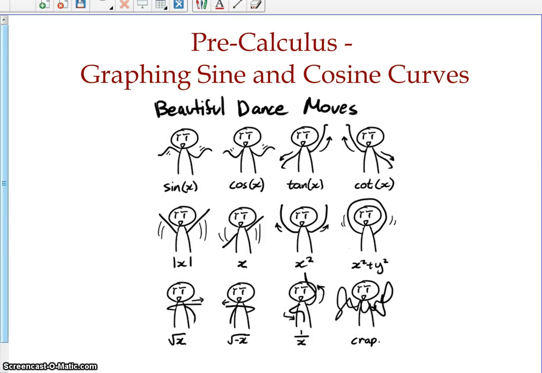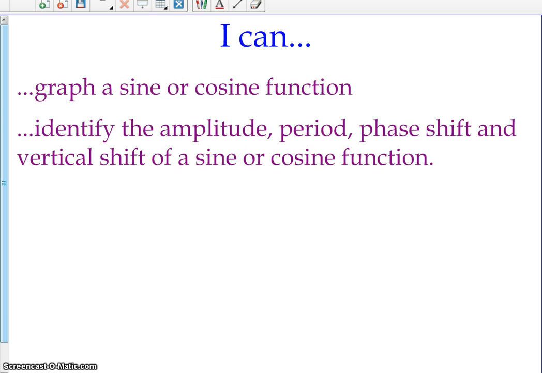Okay, today we're going to be talking about graphing sine and cosine curves. Our goals for today are that we understand the difference between a sine function and a cosine function, how to graph it, and then we can look at an equation and identify the amplitude, the period, the phase shift, the vertical shift, and so on.